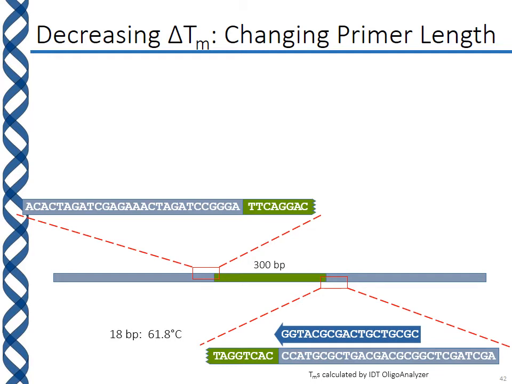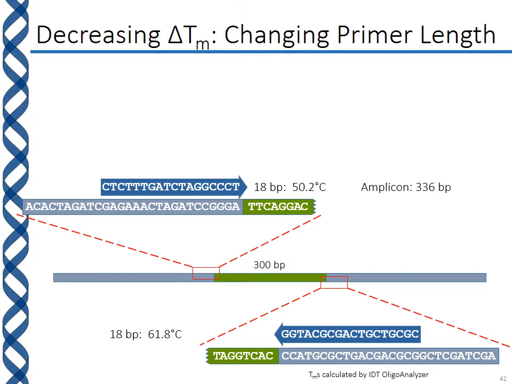and we would design similarly our forward primer to sit immediately outside our region of interest. And so the lengths will be the same. We designed this at 18 base pairs. But as it turns out, the TM of that primer is 50.2 degrees, and that is far too great a delta TM for efficient amplification. So let's take a look at what the effects of changing that would be. So in the current situation, we would have an amplicon of 336 base pairs.